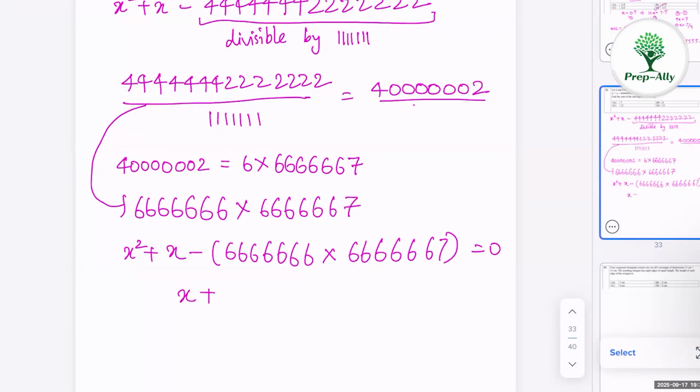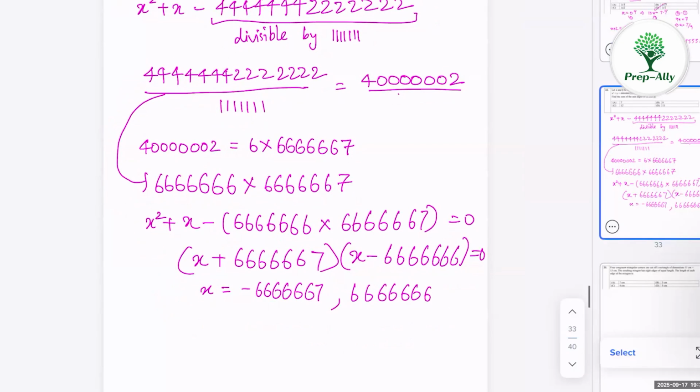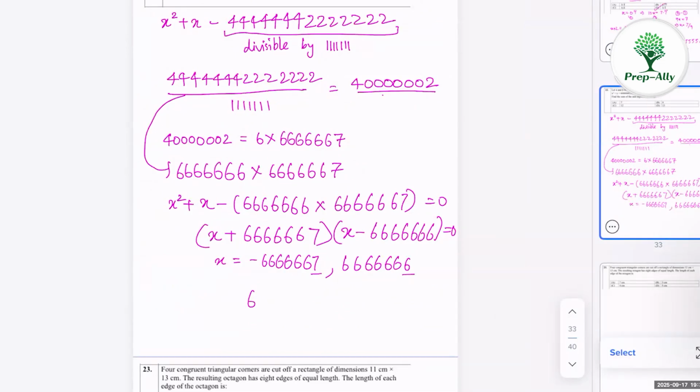So we have x plus into x minus equal to 0. So x equal to minus and so the sum of unit digits of the two roots, that is 6 plus 7 equals 13. So the answer to this question is option D, 13.